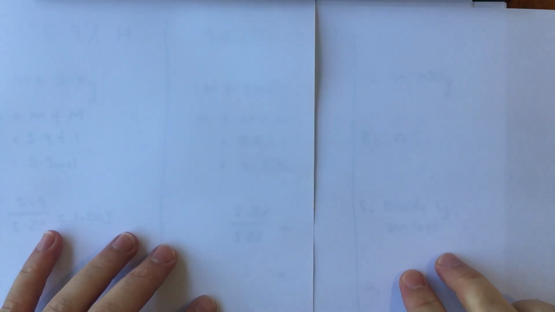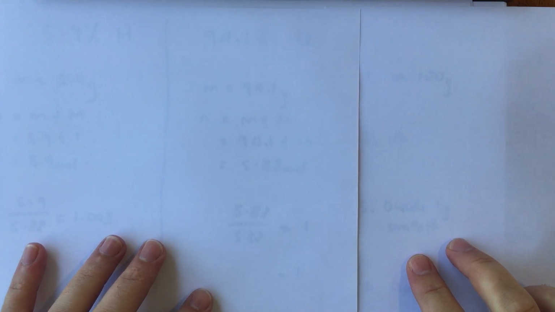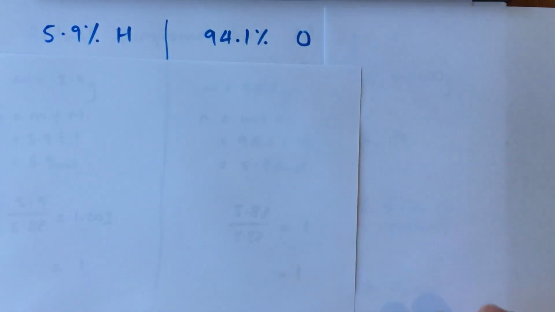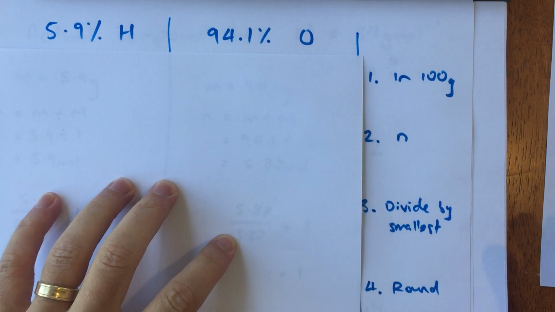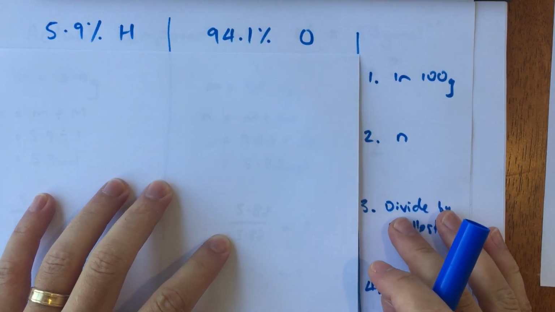So the particular example we're going to look at is going to be starting with a percentage composition of 5.9% hydrogen and 94.1% oxygen. And again, I've written the steps that we're going to go through on the side here so that you can follow along.